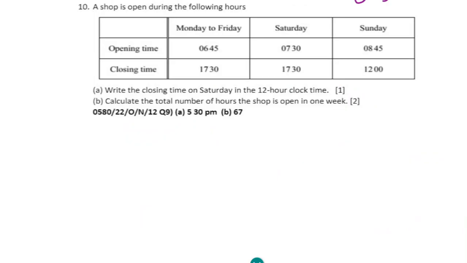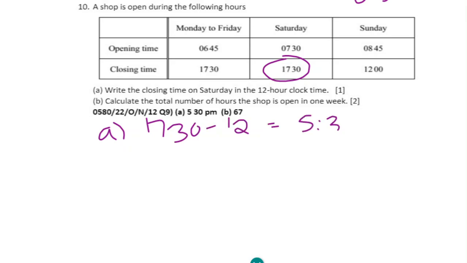Question number 10. The shop is open during the following hours: Monday to Friday 06:45 to 17:30, and so on for Saturday and Sunday. Write the closing time on Saturday in 12-hour clock time. So change this time into 12-hour clock. Simply subtract 12 from it and we get 5:30 p.m.